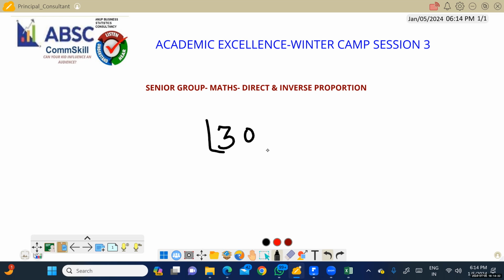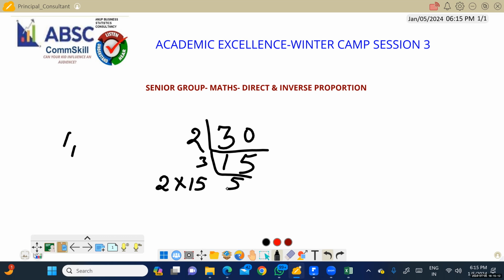If I say 30, the smallest number which can divide 30 is of course 1. Then 2. 2 into 15 is 30, right? I can say 2 into 15. Which other number can divide 30? Sir, 1, 2, 30.